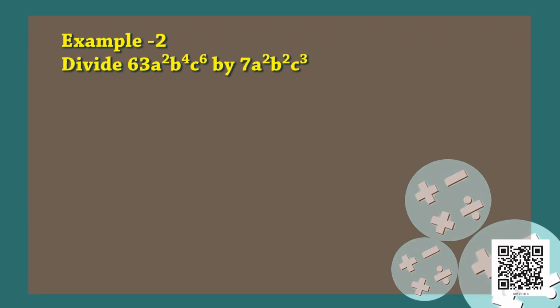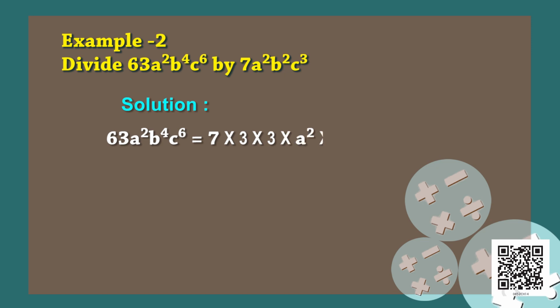Example 2. Divide 63 a square b to the power of 4 c to the power of 6 by 7 a square b square c cube. Just like in the previous problem, look at the first term, that is 63 a square b to the power of 4 c to the power of 6 is equal to, the factors of 63 are 7 into 3 into 3 into a square, you keep it as it is, into b to the power of 4 can be written as b square into b square, and c to the power of 6 can be written as c cube into c cube.